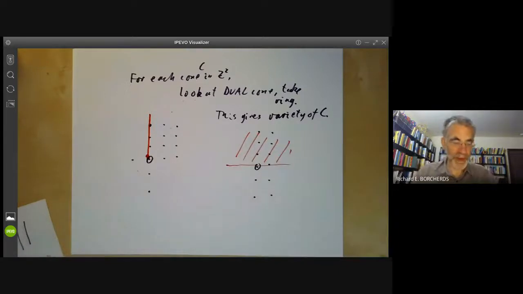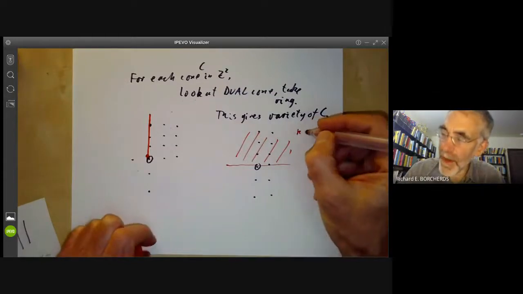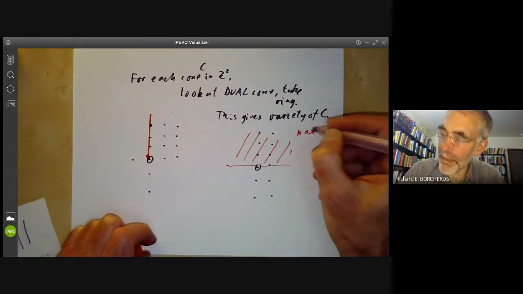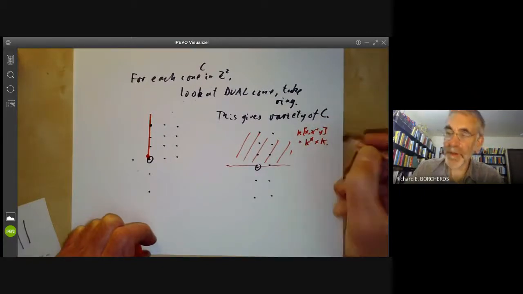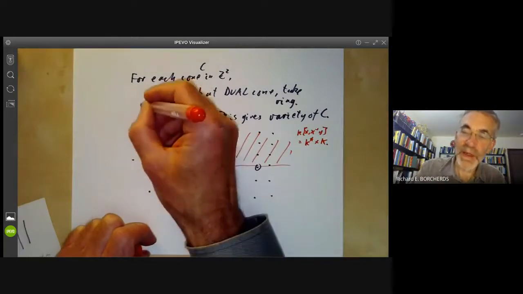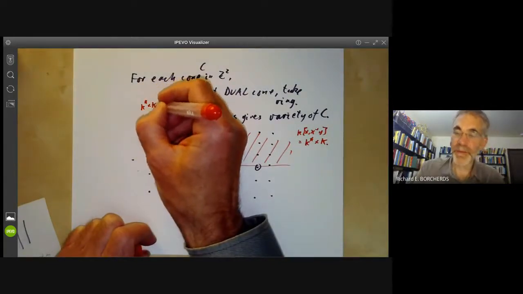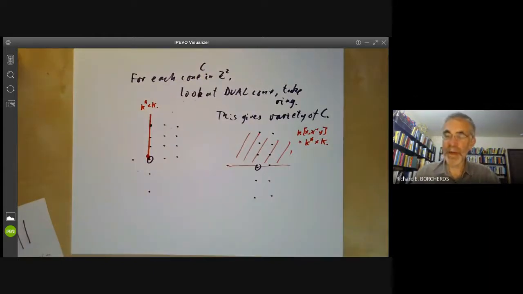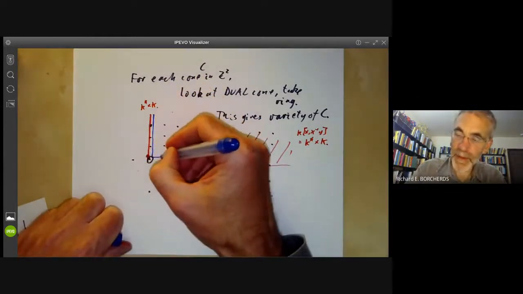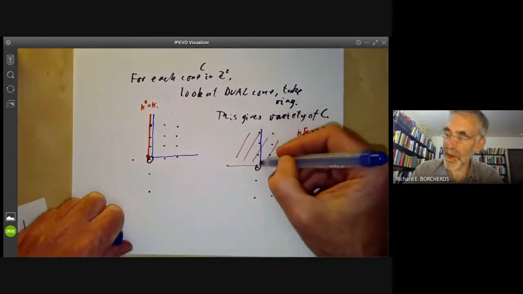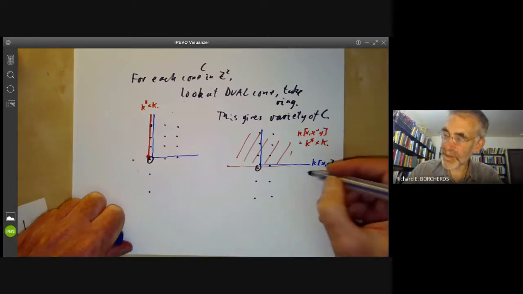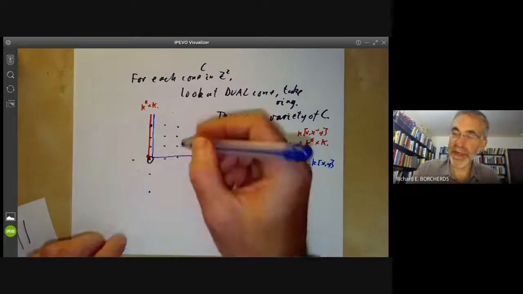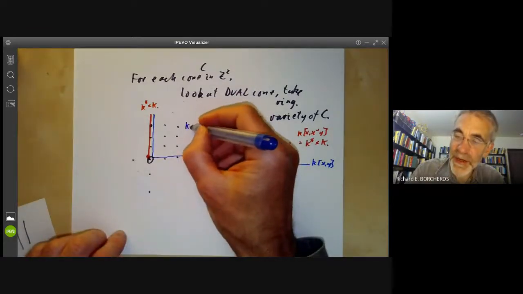And the coordinate ring of this will be the ring K[x, x^-1, y], which corresponds to the non-zero elements of k times k. So a single line corresponds to the variety k star times k. On the other hand, if we take a quadrant like this, then the dual of this quadrant will again be the same quadrant, and this just corresponds to the ring k[x, y], which corresponds to an affine plane. So the quadrant corresponds to the plane k times k.